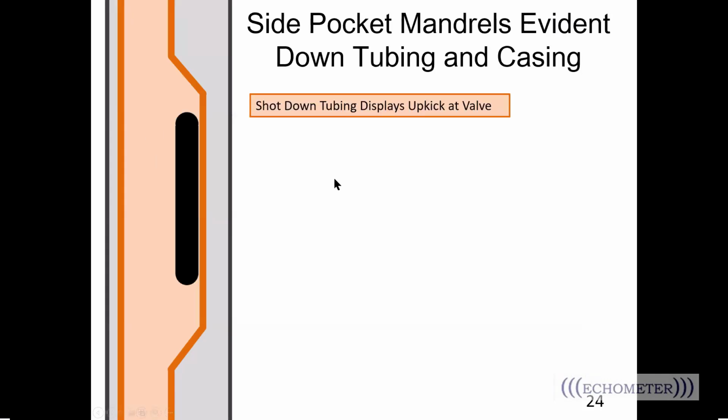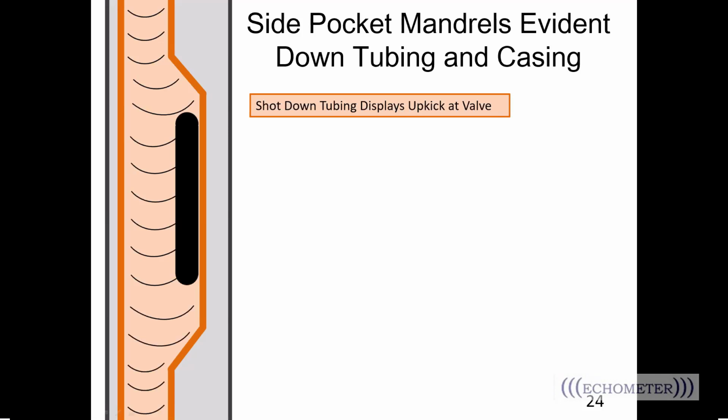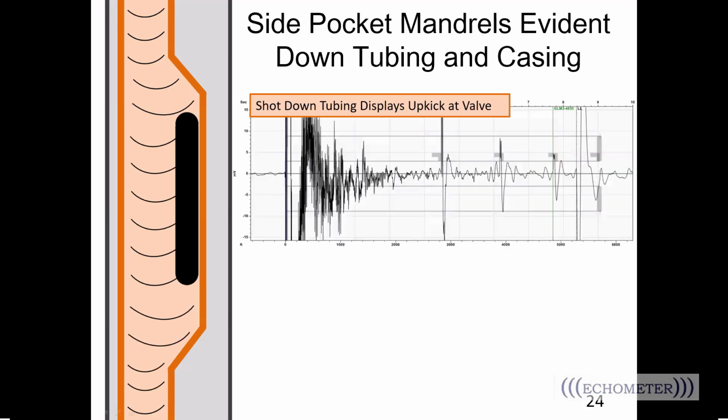Let's look at this little animation here. A pressure wave traveling down the tubing is going to expand to fill the volume of area where the valve is located. So we see an upward kick generated on the acoustic trace. Here we see a shot down the tubing, and we see some nice big up kicks. Again, this is on a side pocket mandrel.